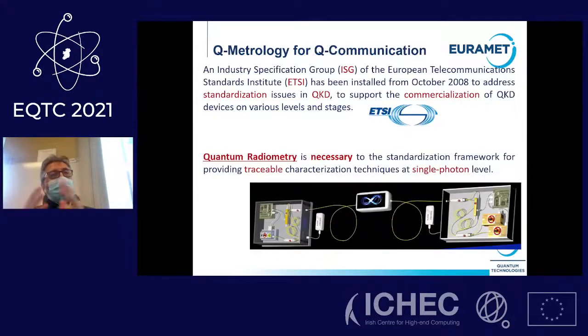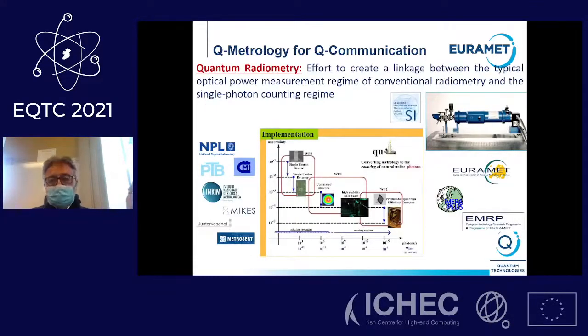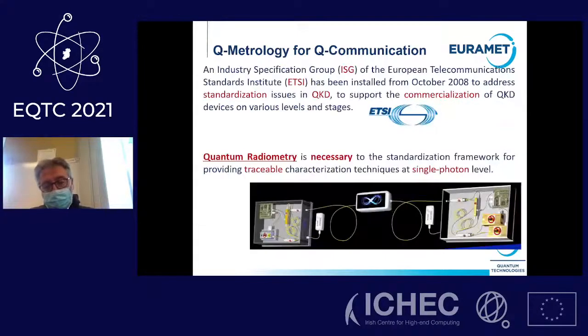But the third possible definition for quantum metrology is the one that I think is the most interesting for the quantum technologies community, that is the metrology that is supporting the development of quantum technology. In particular, in the case of quantum communication, as you know, there is a huge standardization effort inside ETSI, but not only in ETSI, towards the development of standards for quantum key distribution systems. In this perspective, it is necessary to develop measurements that support such a standardization effort. This is essentially the aim of quantum radiometry and the activities towards quantum radiometry that are developed inside the Euromet framework.